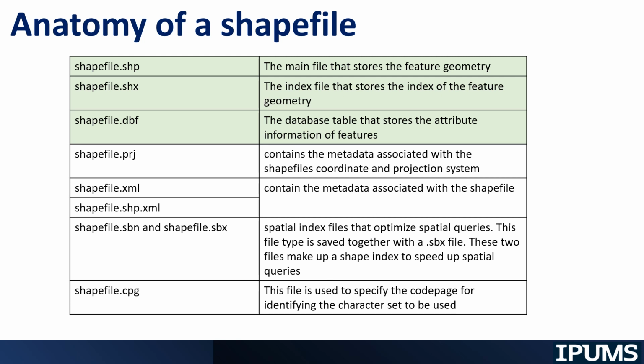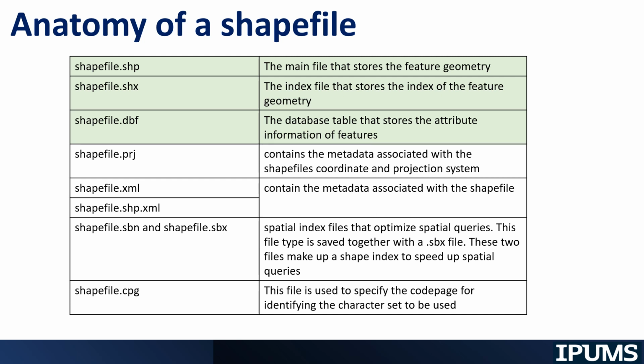Essentially, data about the shapefile. The SBN and the SBX files are spatial index files that optimize some of the spatial queries. These two files make up a shape index to speed up your spatial queries. So if your file does not come with a SBN or SBX, it is not the end of the world, but it would be great to have those.